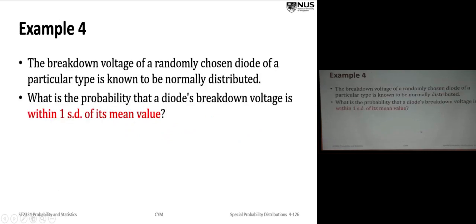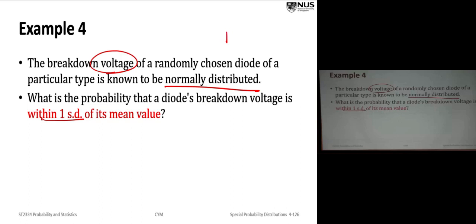So here's another question. This is a good question. You cannot solve it using your calculator because there's no x value. The question just says that this breakdown voltage follows a normal distribution, that's it, no mu, no sigma square. You are not given the mu or sigma square. And I ask you, what's the chance that the breakdown voltage lies within one standard deviation of the mean? What's the mean? What's the standard deviation? You are not given. Then how to solve?